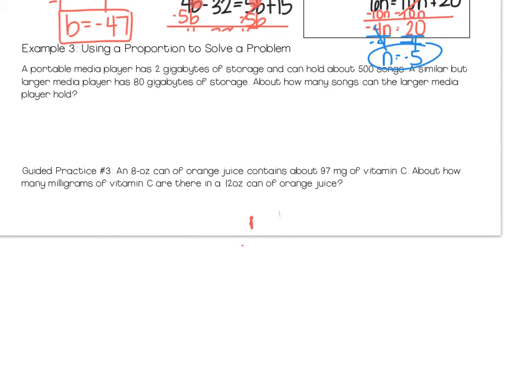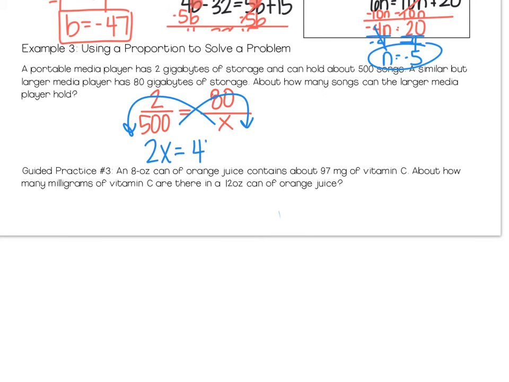So we're going to say that the gigabytes are going to go on top of my fraction. So for that first media player, we've got 2 gigabytes per 500 songs. And that's going to equal, it's going to be proportional to the larger one that has 80 gigabytes. And I need to figure out how many songs. Then you just do cross products. So you get 2x equals, then 500 times 80 is going to be 40 plus 3 zeros, because 8 times 5 is 40, and then you've got to add the 3 zeros on the end. If you divide both sides by 2, x is 20,000 songs.